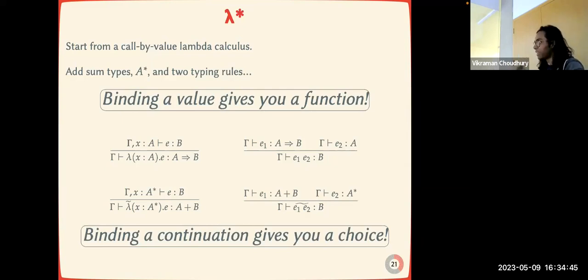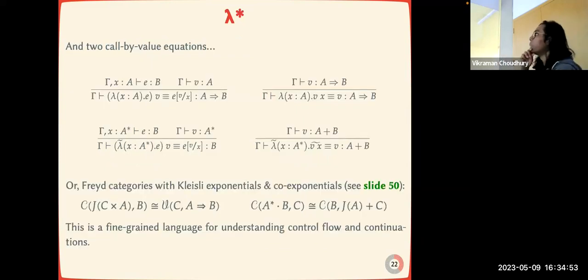It captures what control flow is, and I'll try to show you this. So it's call by value. You also have to add equations. Just like you have beta eta equations for call by value, only up to values, you can have beta eta equations for these lambda bar, where instead of values you take continuations, and if the plus is a value, you can have an eta rule, same thing where you do substitution.